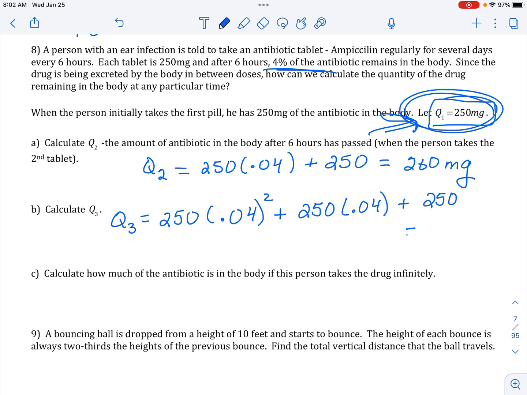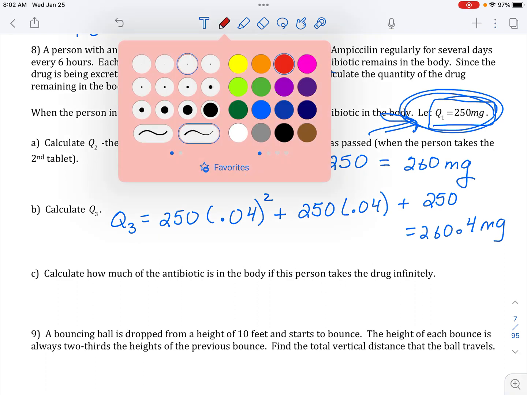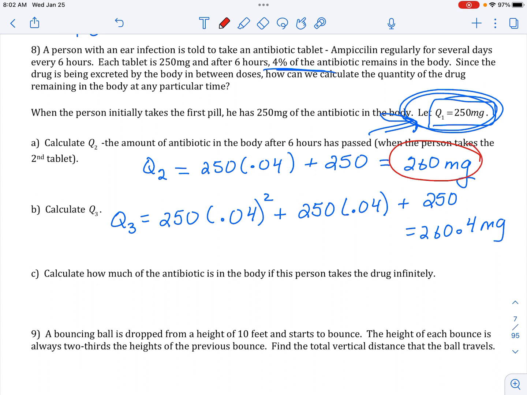So if you do this and punch this out, obviously you're going to have a little bit more. So you have 260.4 milligrams. Now, another way you could have done this is you could have just taken what was from Q2, which was 260, and we know we have 0.04 of that, and then add the new dose. And you get the exact same thing.